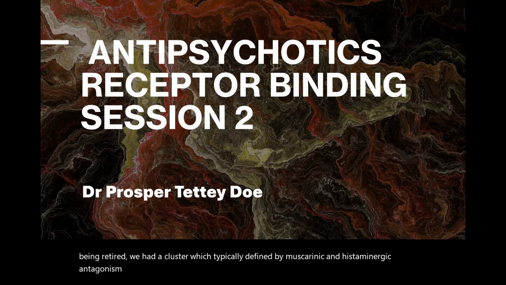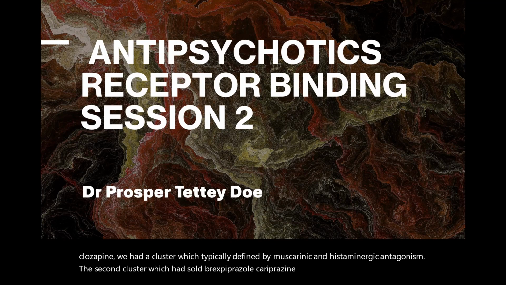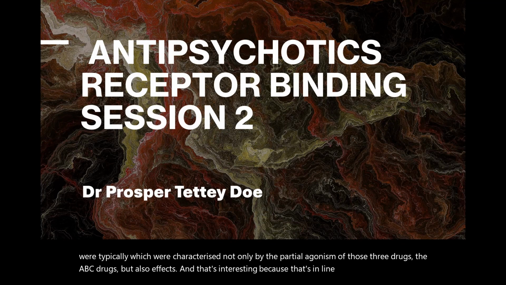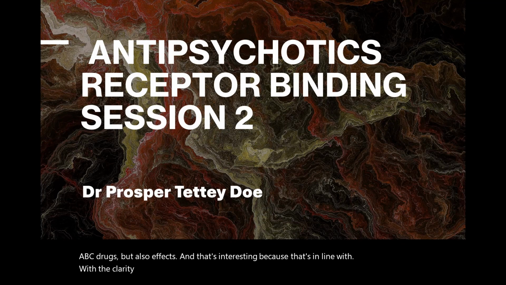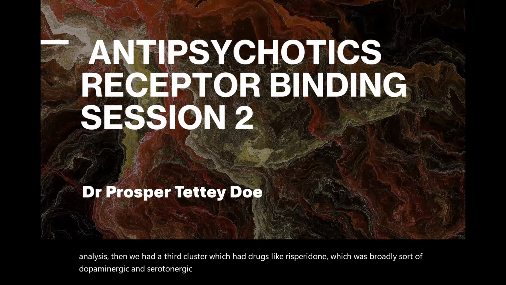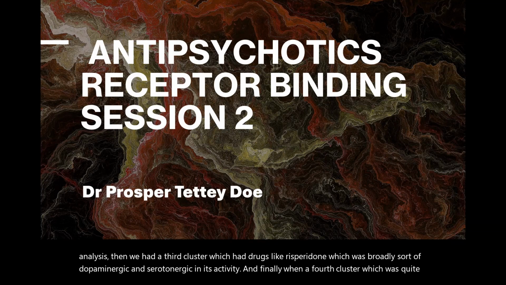Then we had a second cluster, which had aripiprazole, brexpiprazole, cariprazine, lorazepam, and ziprasidone, which were characterized not only by the partial agonism of those three drugs, the ABC drugs, but also adrenergic effects. And that's interesting because that's in line with the clustering that we'd already identified using our network meta-analysis. Then we had a third cluster, which had drugs like haloperidol and risperidone, which was broadly dopaminergic and serotonergic in its activity. And then finally, we had a fourth cluster, which was quite purely dopaminergic, so amisulpride, sulpiride, and so on.